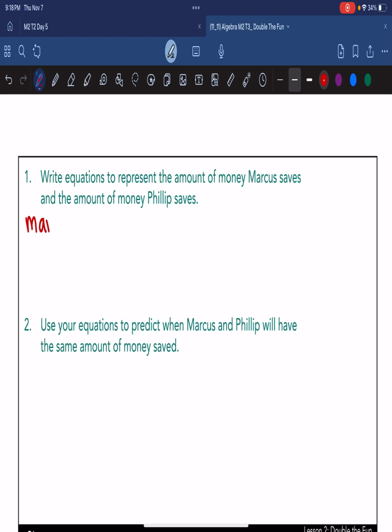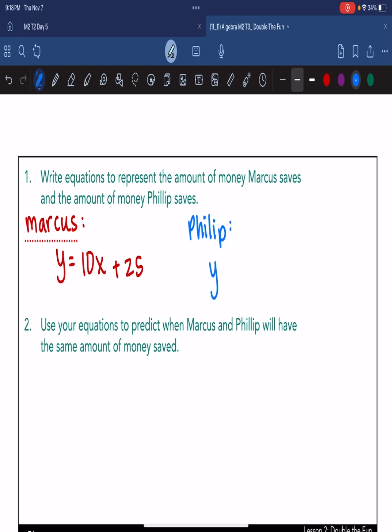So let's talk about Marcus first. So Marcus saves $10 a week, but he had already deposited $25 from his earnings or winnings at a robotics competition. Philip, he also saves $10 a week, but he had saved $40 from mowing lawns. So here's my two equations here.